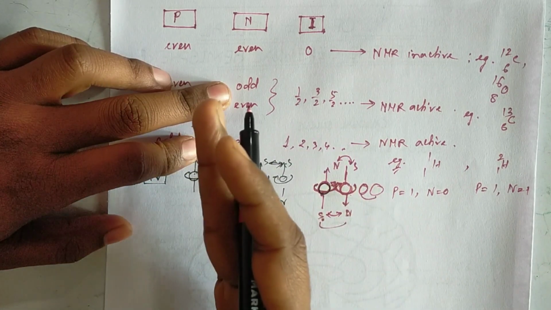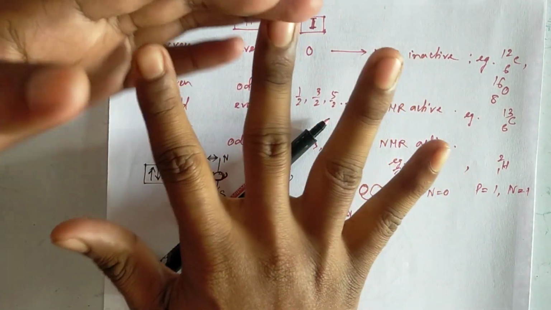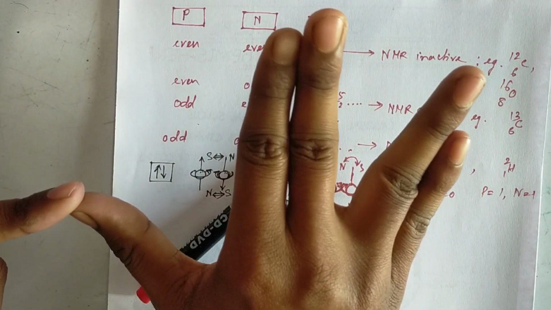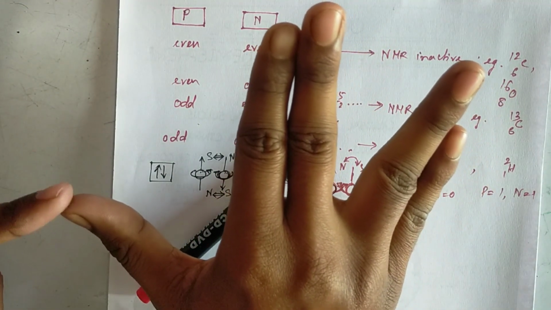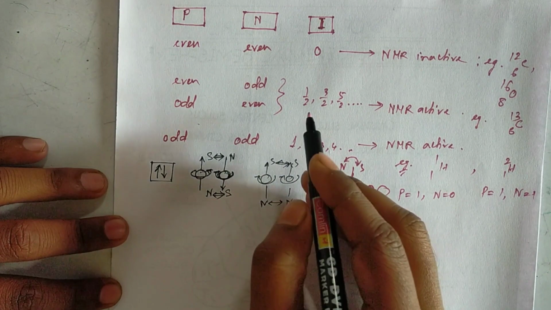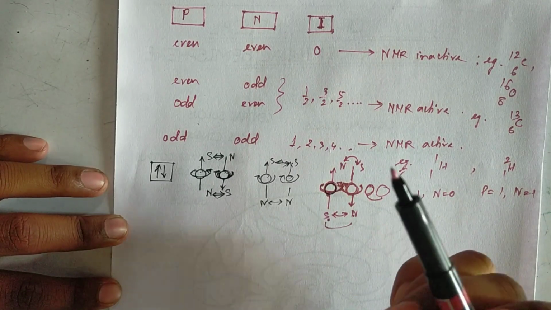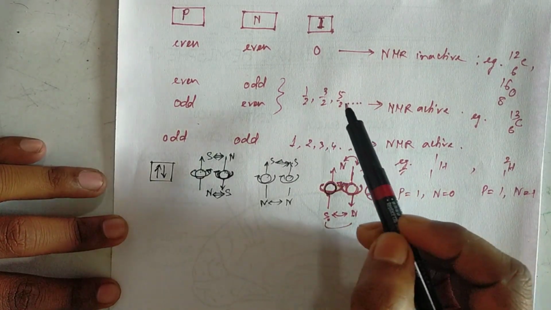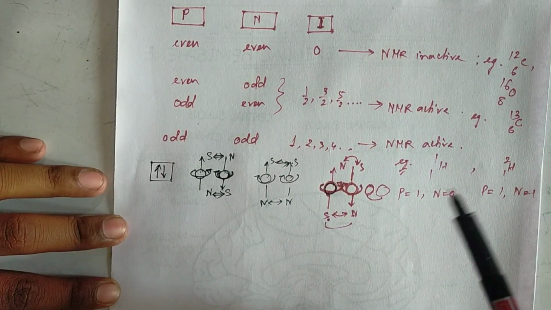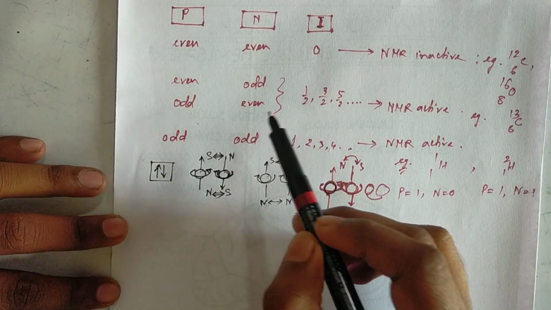Okay, and the remaining neutrons, there are 5 neutrons, this 4 will pair up, and only 1 neutron is there which is not paired, which is unpaired. So this unpaired neutron will have spin quantum number half or 3/2 like this. So it will be a fraction. That's why, due to the fraction of spin quantum number, it will show NMR active, and carbon 13 will show like that.